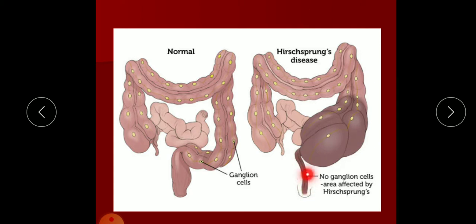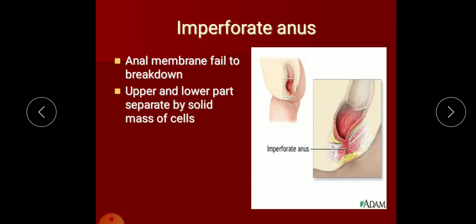In this region you find no ganglion cells present in this segment. So what happens? Proximal to the affected area, the colon will be distended, and there will be no peristalsis, and the baby will not have passed the meconium. Fine. So next is imperforate anus. I've already mentioned it before.